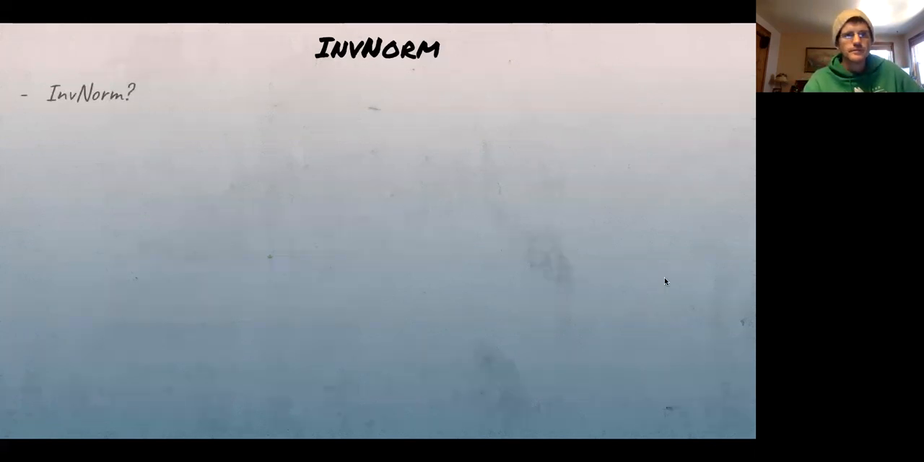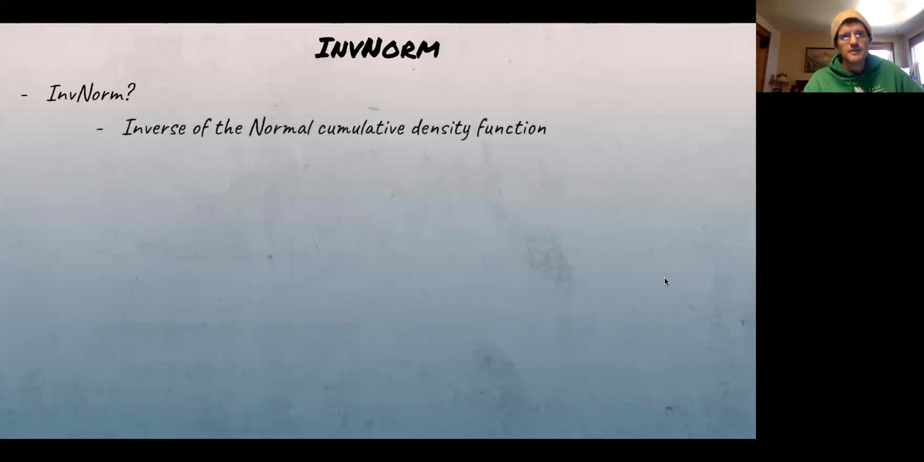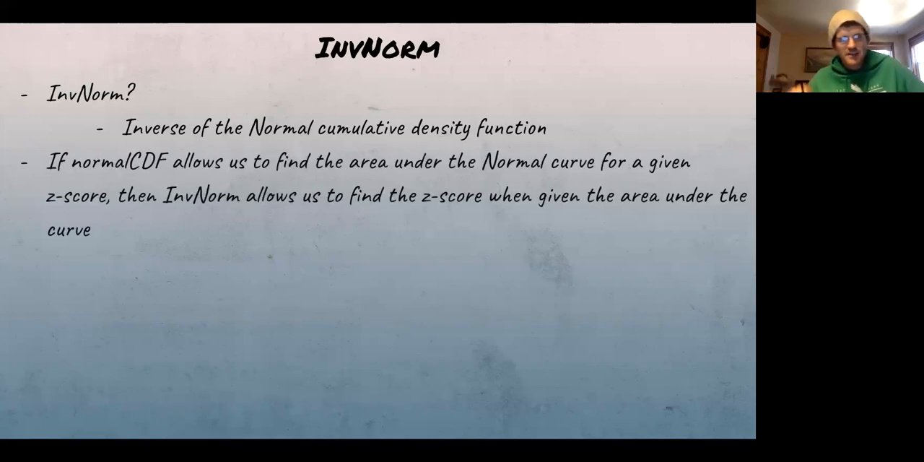Now we're going to be looking at inverse norm. It's the inverse of the function we just were using. It's the inverse of the normal cumulative density function. So if normal CDF allows us to find the area under the normal curve, then inverse norm allows us to find what z-score will give us that area. Just to say it a different way, in normal CDF, we know the z-score, what's the area? In inverse norm, we know the area, what's the z-score?